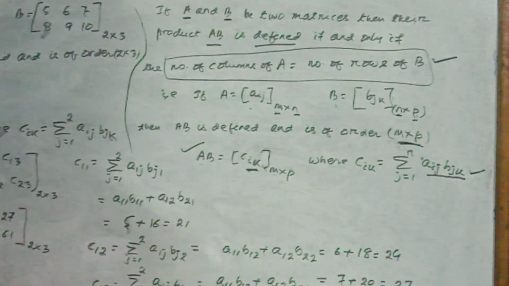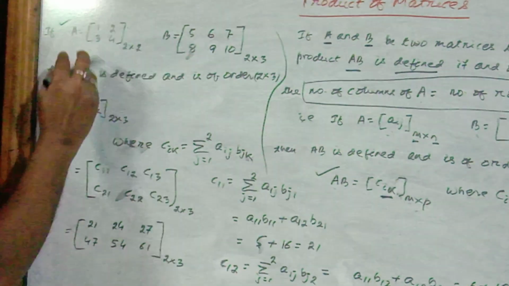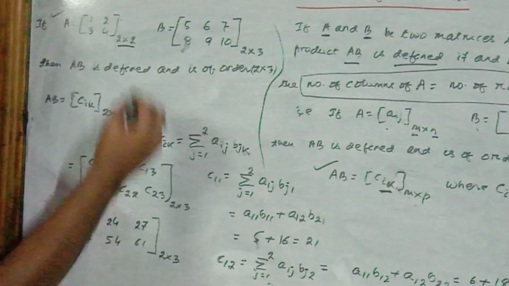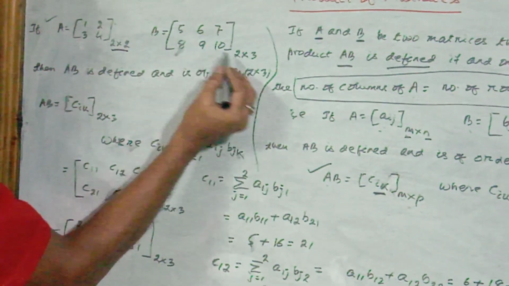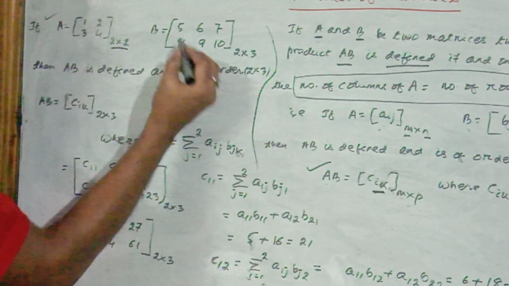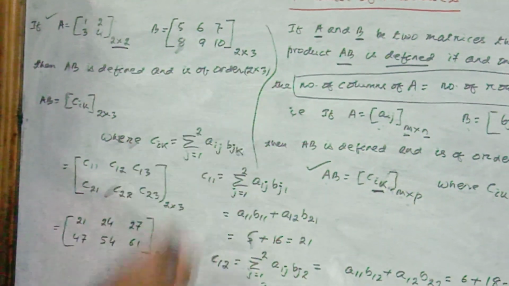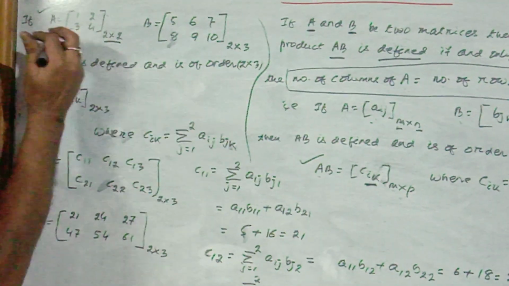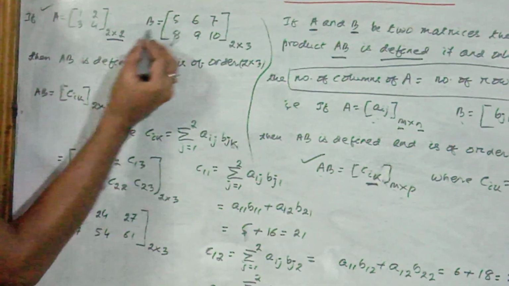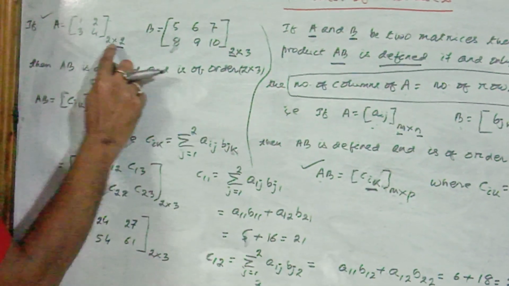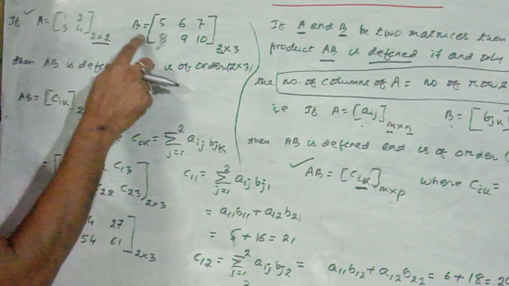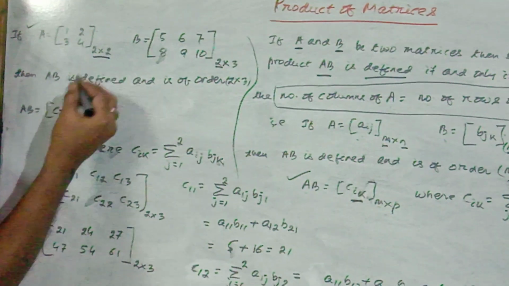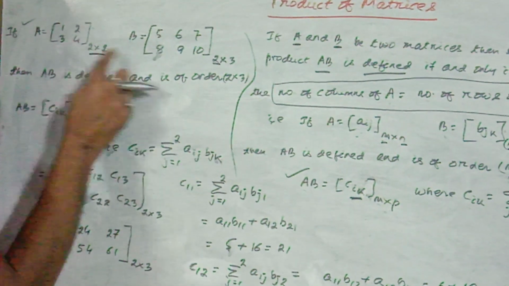For example, suppose A is a matrix 1, 2, 3, 4 of order 2 cross 2, and B is another matrix of order 2 cross 3, that is 5, 6, 7, 8, 9, 10. So here you see that the product AB is defined. Why? Because the number of columns of A is 2 and the number of rows of B is 2. Since the number of columns of A is equal to the number of rows of B, AB is defined. And what is the order of AB? AB is of order 2 cross 3.